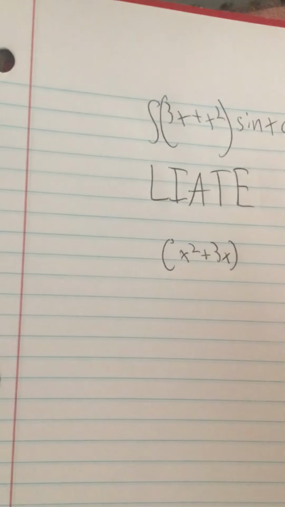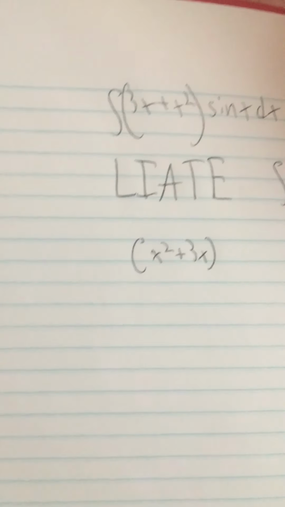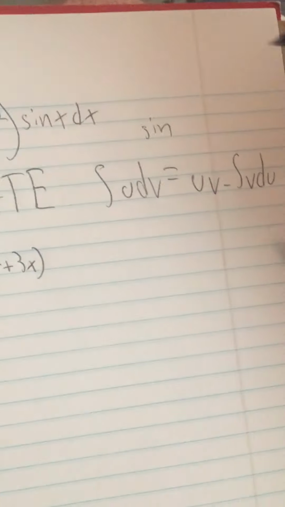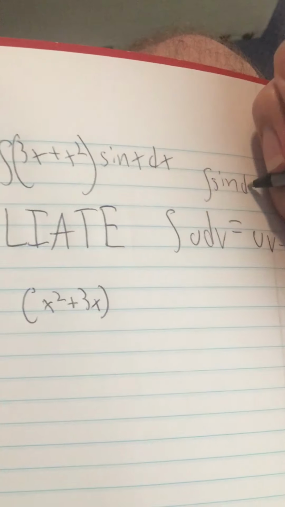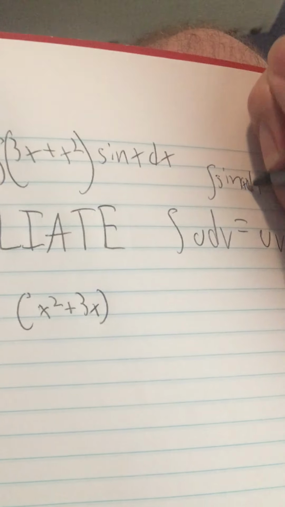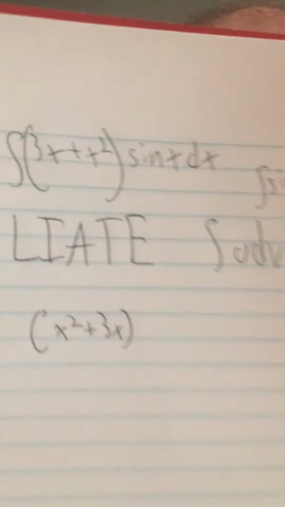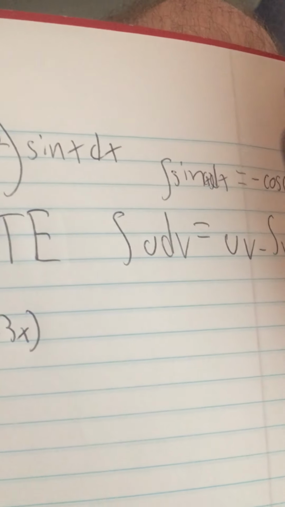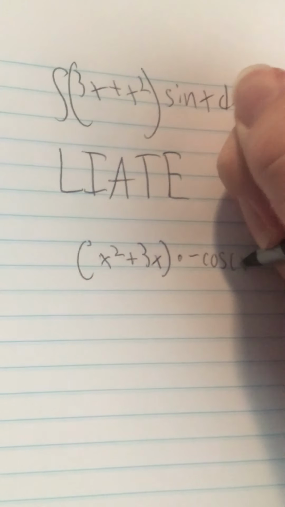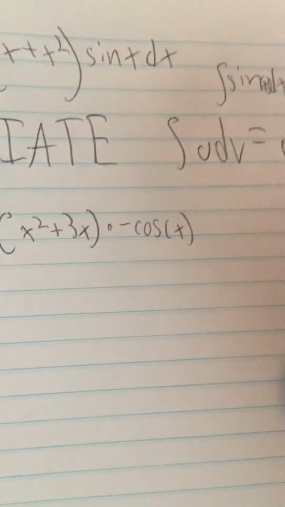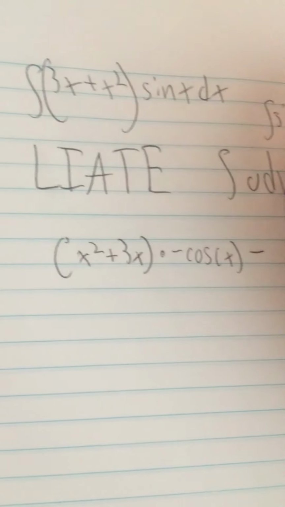Not dv, regular v, which means we need to take sine of x over here and integrate it. Now, I guess I'm going to squeeze in an x there. We all know that the integral of the sine of x is negative cosine of x, because the derivative of negative cosine of x gets you regular sine of x, which means times negative cosine of x. Bam. Now we have the second term.